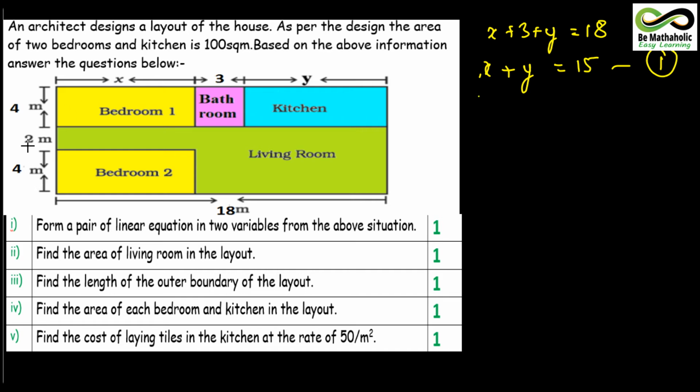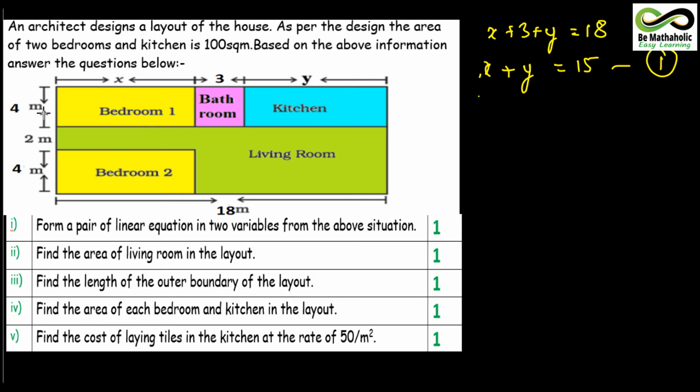Secondly, this is 4 plus 4 plus 2. So if this side is 10 units, this side will also be 10 units. Now the 2 bedrooms area and the kitchen combined is giving you 100 square centimeter. Now what is the area of one bedroom? Let us find out.